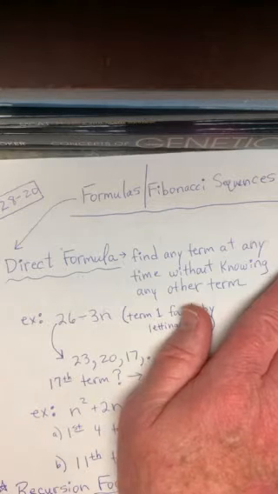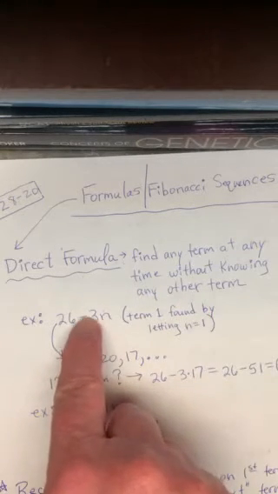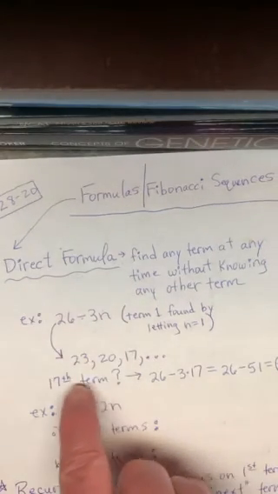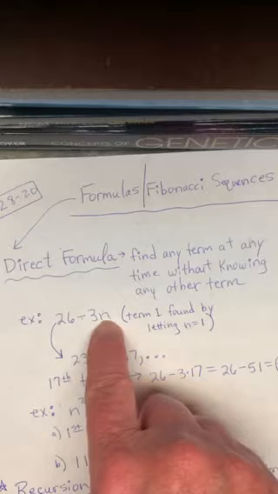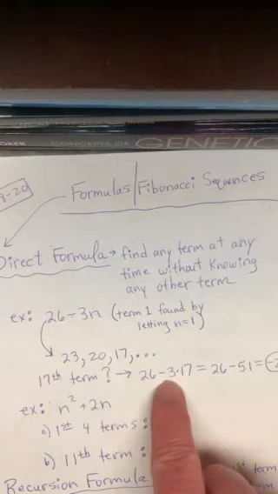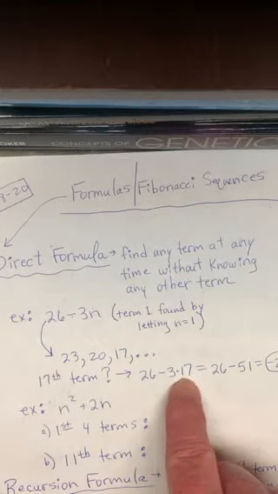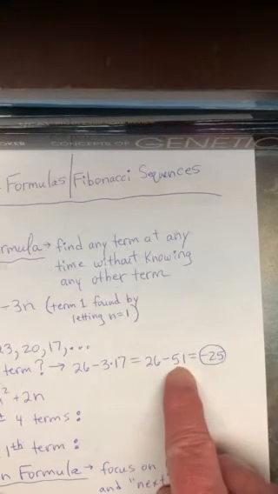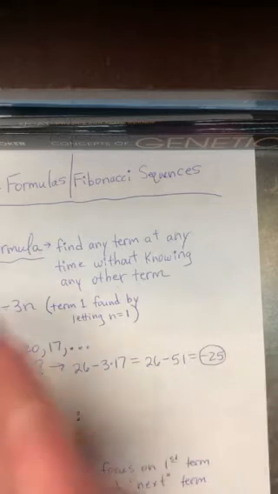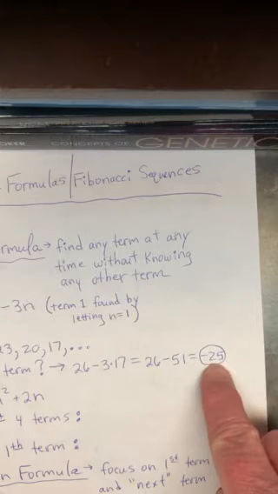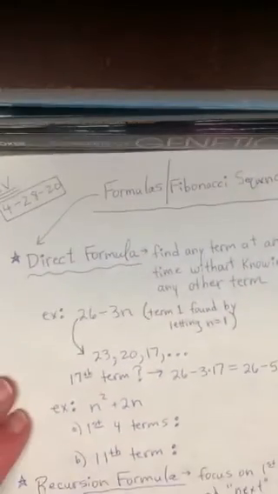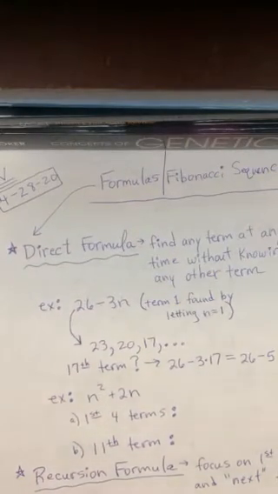Well, instead of that, since we know the direct formula generating the sequence of numbers, we could simply plug 17 in for n, couldn't we? So we'd have 26 minus 3 times 17. So that'd be what? 26 minus 51. So the 17th term of that sequence would be negative 25. Okay? All right. Now, the next direct formula says n squared plus 2n.